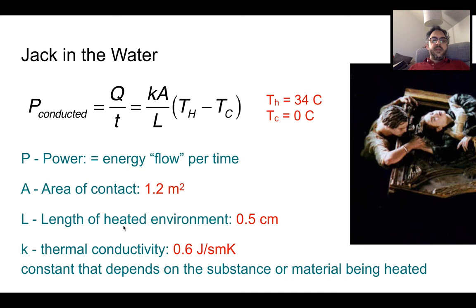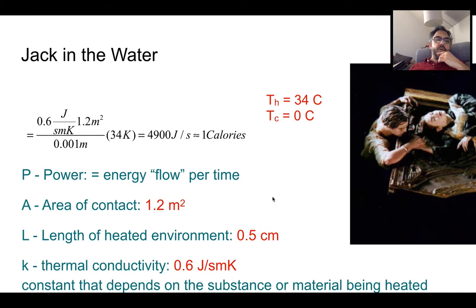The length of the heated environment. This is an assumption I'm making here. I don't know how good this assumption is, and I'm thinking about half a centimeter, which is 5 millimeters. And what I'm thinking of is the layer of water around Jack that he's heating up. Let's say it's half a centimeter that he's heating up. And we'll talk about that assumption in a little while. And then the thermal conductivity of water is about 0.6 joules per second per meter per degree Kelvin.